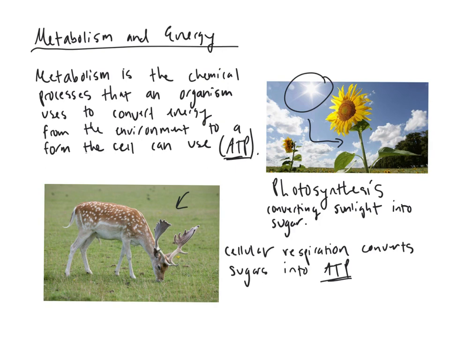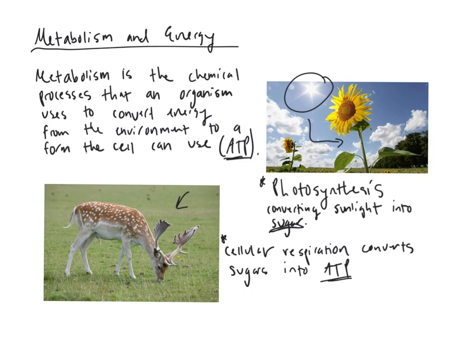One thing I do want to mention is that plants actually do both photosynthesis and cellular respiration. They build sugars using sunlight, and then they break those sugars down into ATP in their mitochondria. That's a big misconception that people confuse: they think that plants do photosynthesis and animals do cellular respiration, when in reality plants can do both of those things.